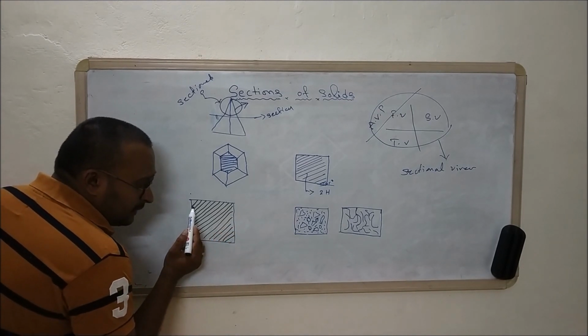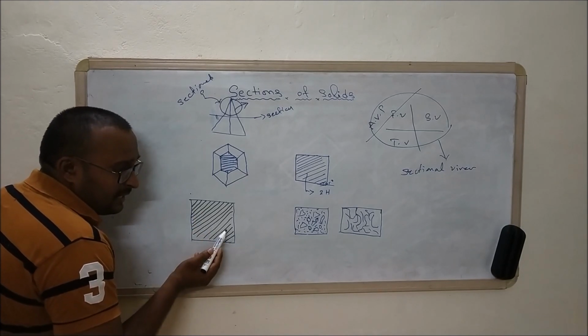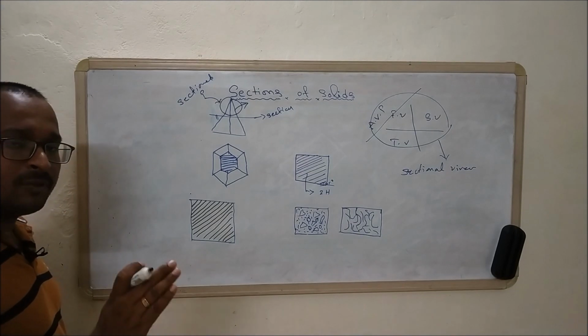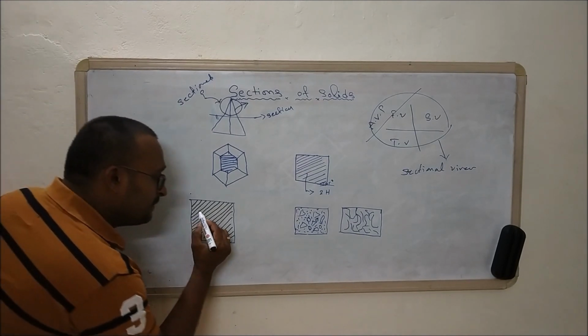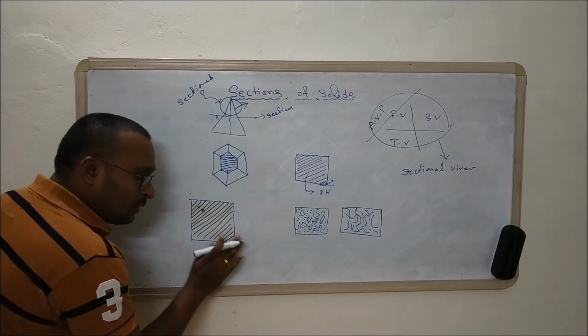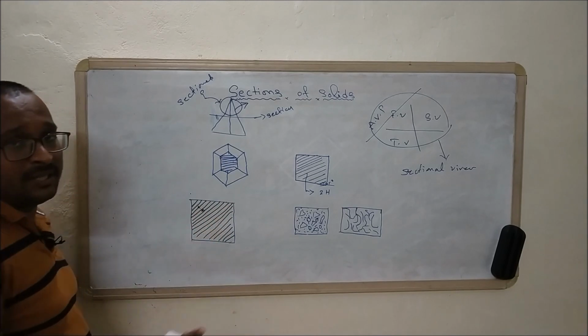At the same time, the distance between the two successive hatching lines must be equal. Either it may be 2 mm, 5 mm, 3 mm, whatever it is, the distance between these two successive hatching lines should be equal. At the same time, all the hatching lines should be parallel to each other.